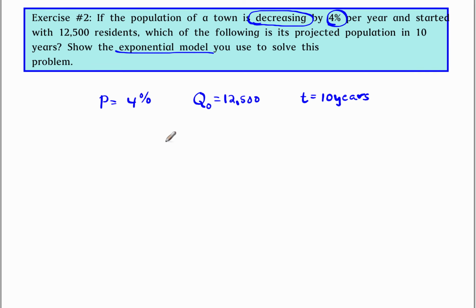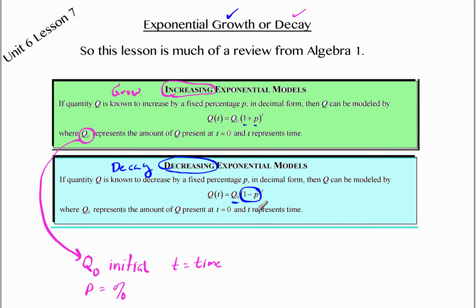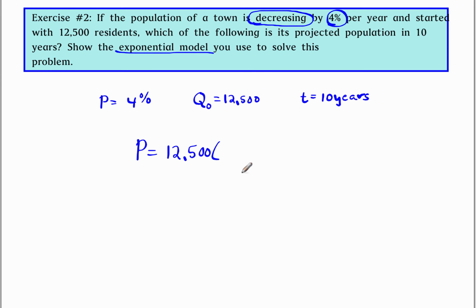So if I go to write this, the population is, start with 12,500, but remember, when I am doing decreasing, it told me to do 1 minus my percentage. I just don't put in 4%. I put in 96%. Because every year it's only maintaining 96% of what it had.